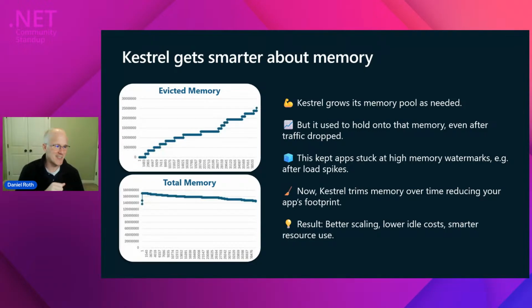Unused memory, as you can see, is being evicted, and the total amount of memory is going down, which is what you want. So this is great for hyperscale services like Azure App Service, but it's also great for all of you. These improvements are now built into the framework in .NET 10 Preview 6. You get them by default. You don't have to change anything. And I think this is really a great example of how Microsoft's experience using ASP.NET Core at scale results in platform benefits for everyone. You get better scaling, lower idle costs, and smarter resource utilization thanks to these improvements.